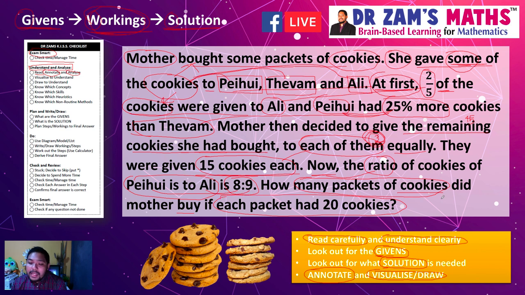So this is what is meant by reading carefully and understanding clearly. What you do here is you read, you annotate, and you analyze. Analyze means you take your time to see how the whole thing fits. In this case, you're talking about packets of cookies that mommy bought, but when it comes to giving cookies, if you look here, let me just grab a highlighter.